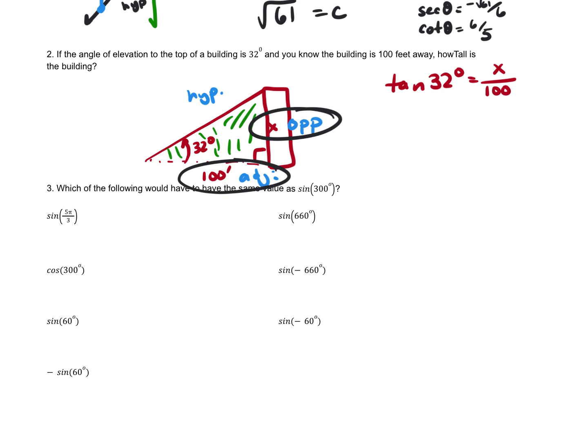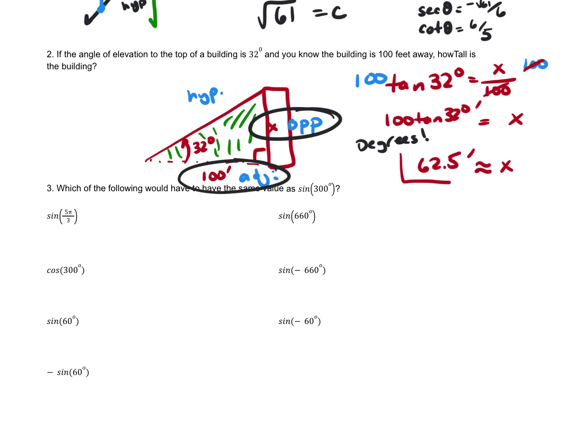So all I'll do is, whatever's on the bottom we typically multiply by, so I'll multiply by 100. So x is going to equal 100 tan 32, and this is going to be in feet. So I would just put that in my calculator. Now make sure you're in degrees. That's really, really important, right? It has to be in degrees. So if you have your own calculator, make sure it's in degrees. So when I do that, I'm going to get x is approximately 62, I'm just going to go to the 10th, 62.5 feet, which seems reasonable for this building.